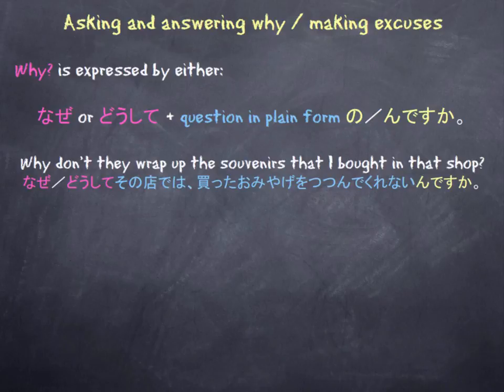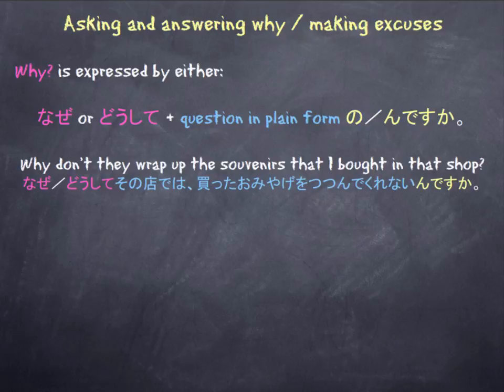For example, why don't they wrap up the souvenirs that I bought in that shop? なぜその店では買ったお土産を包んでくれないんですか? Or どうしてその店では買ったお土産を包んでくれないんですか? So we can see here that the word why is expressed by using either なぜ or どうして. Then we have our question in plain form. So we can see here that we finished with the verb くれない and we finished here with んですか.